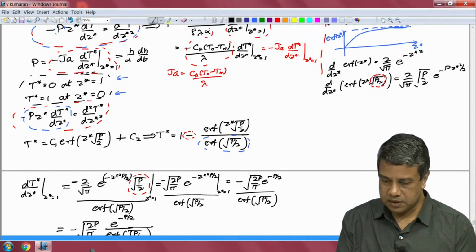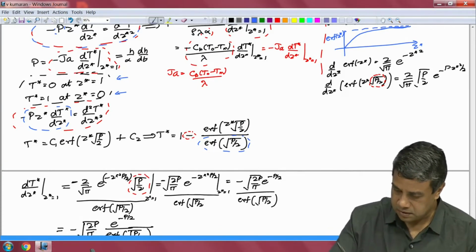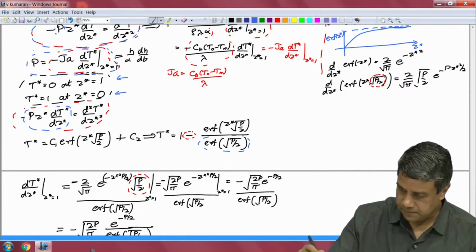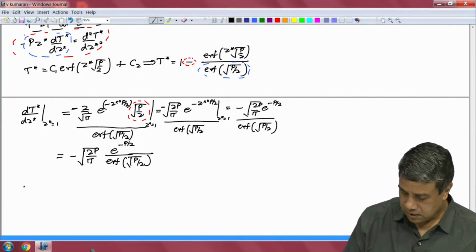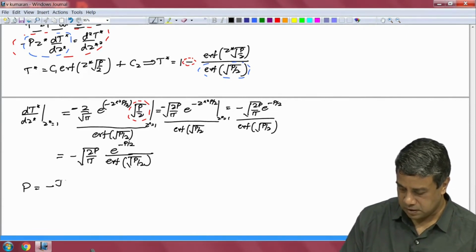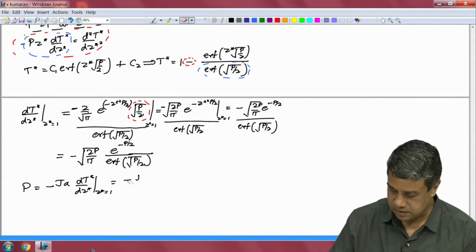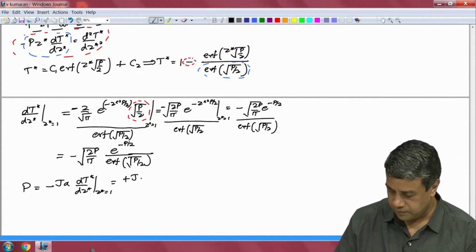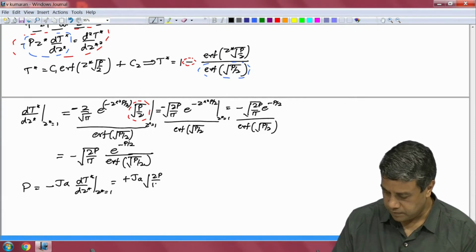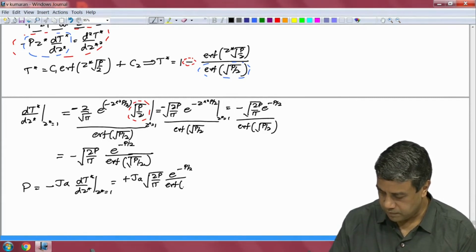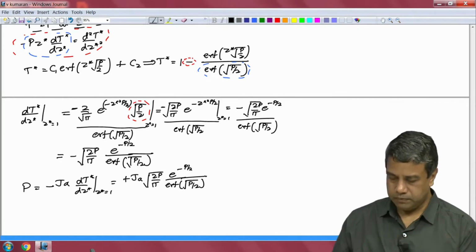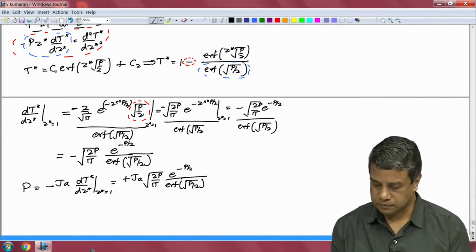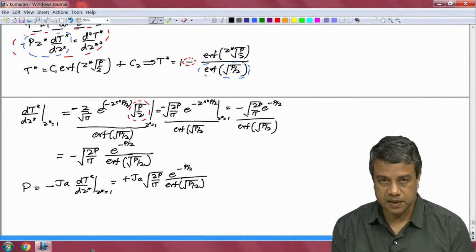And now I have to put that into this condition here. p is equal to minus Jakob number into dT by dz at z is equal to 1, which is equal to plus... This is an implicit relation for p in terms of the Jakob number.